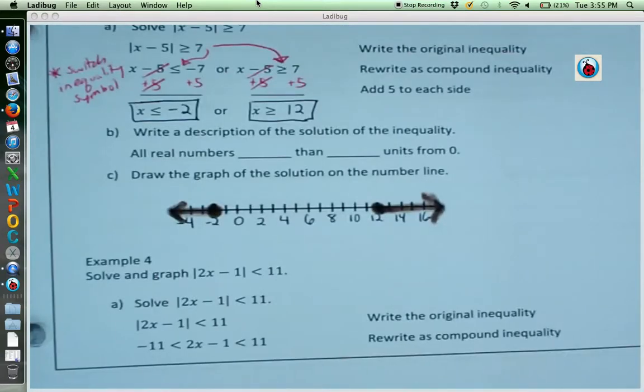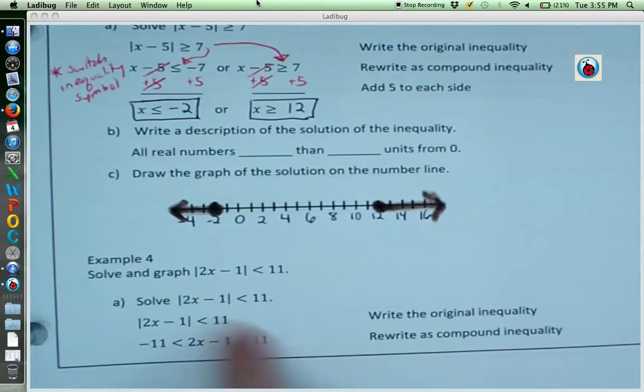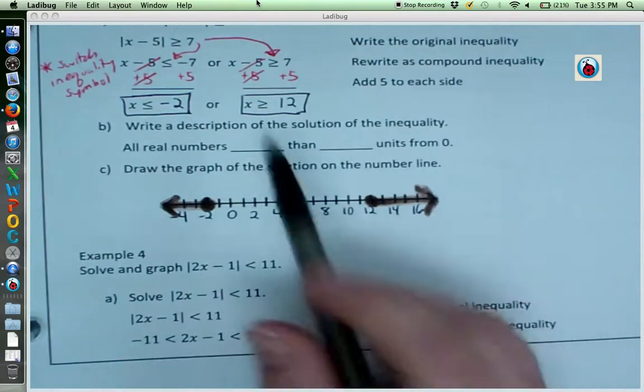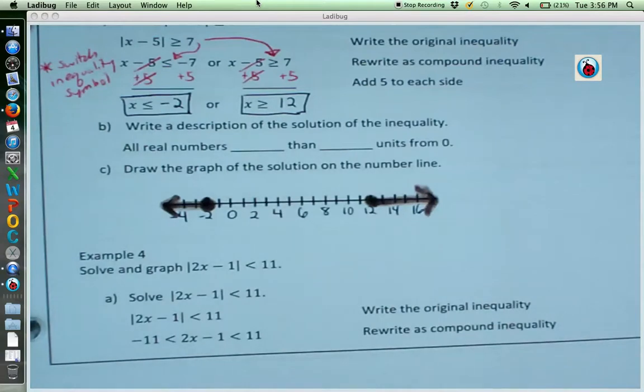All right, next example. Solve and graph. 2x minus 1 is less than 11. I have a choice here. Because this is a less than situation, I could write this as a compound inequality, which I'll show you how to do in a minute. I could also show you another way of doing this problem as well. I could do the splitting into 2 different inequalities option also.